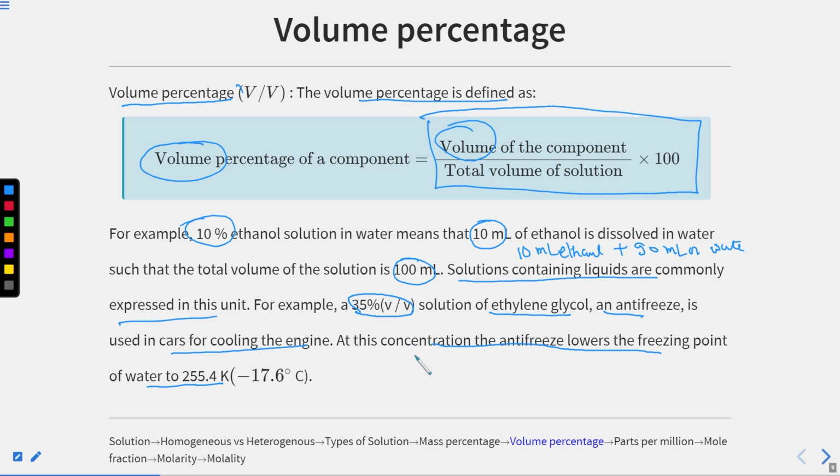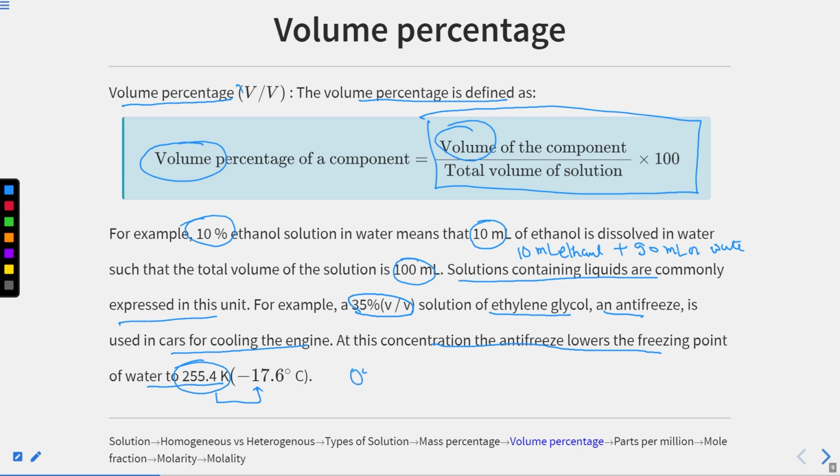This means that in every 100% of this solution containing ethylene glycol and water, we have 35% of, or you can say 35 ml of ethylene glycol. That's it. And it is used in antifreeze. So it lowers the freezing point of water to 255.4 Kelvin. If you convert it to Celsius, you will get minus 17.6 degrees Celsius.